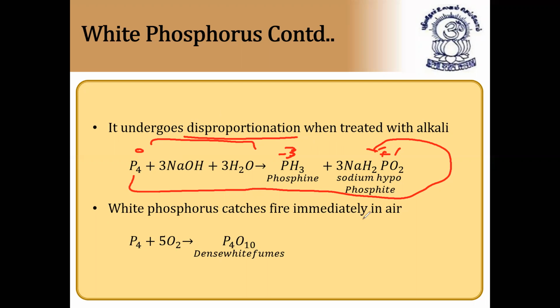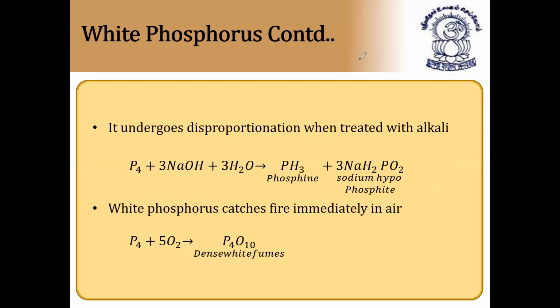White phosphorus catches fire immediately in air. It forms P4O10, that is diphosphorus pentoxide, and dense white fumes will be formed. So it is highly reactive. I hope it is clear.